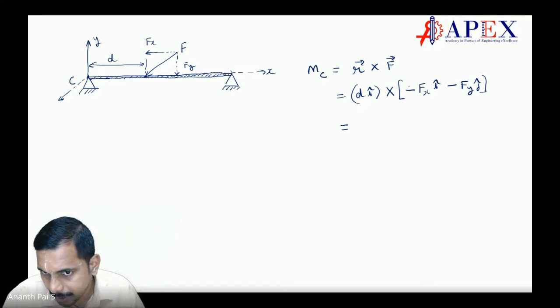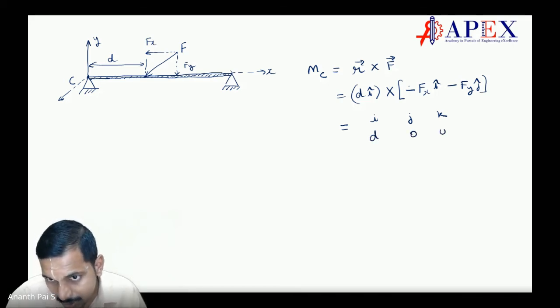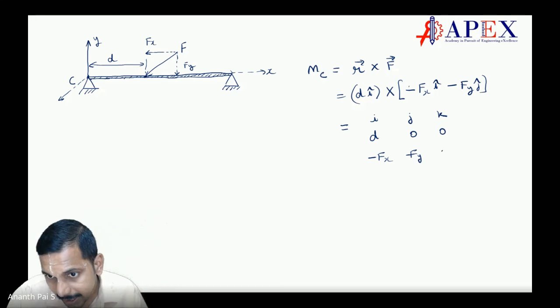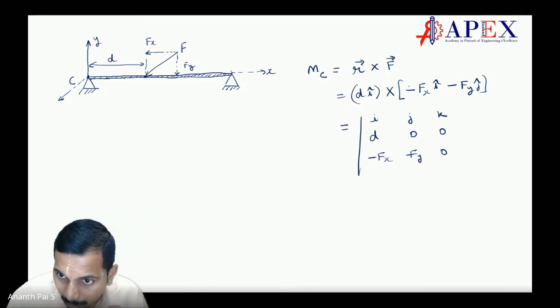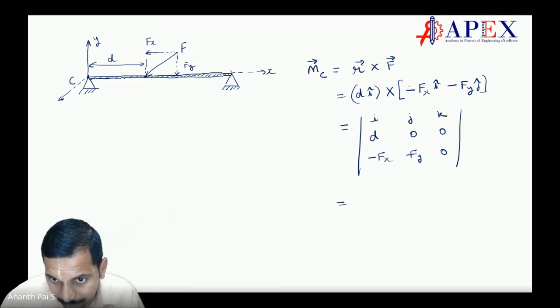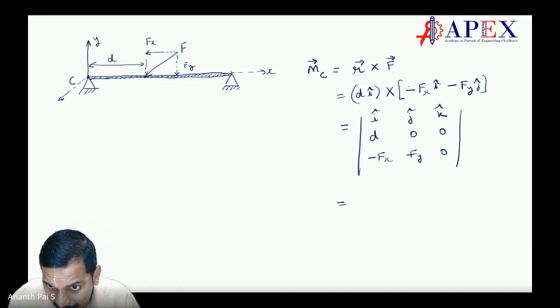The cross product will be i, j, k. Then we have D, 0, 0, and this would be minus Fx. This would be minus Fy and then 0. This gives the moment vector about C. Make sense? Now this can be written further.